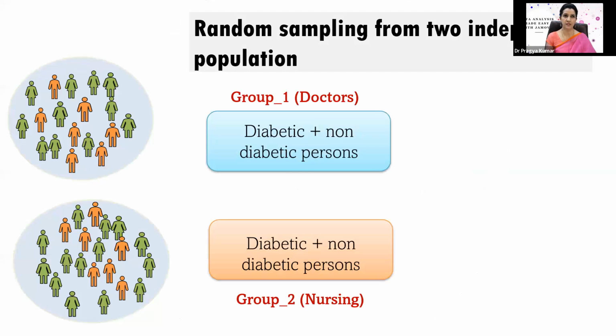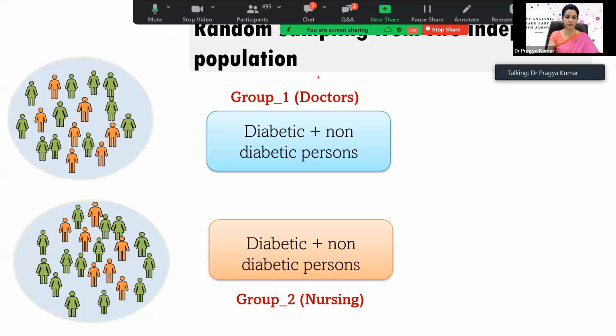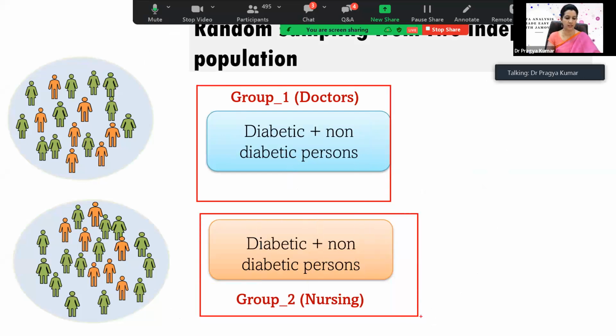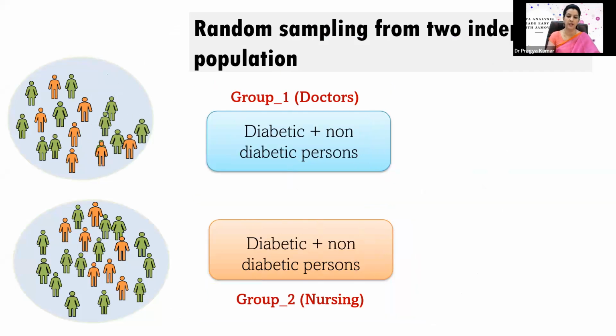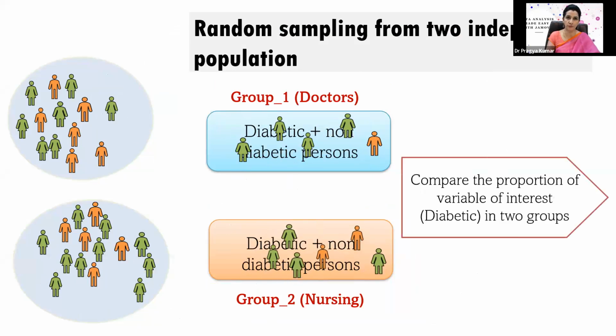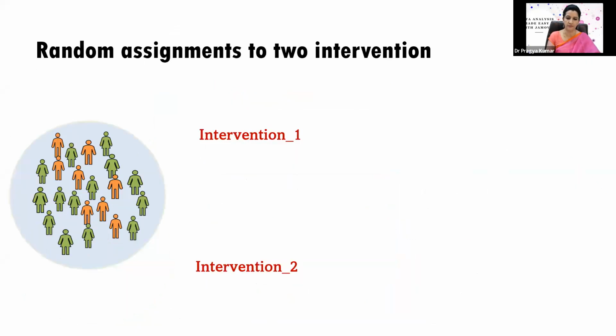The first research design could be if you do random sampling from two independent populations. In this case, you can see there is one population of doctors. This is one independent population. And this is a population of nurses. This is another independent population. So I have started with two independent populations, and then I took people from these two groups and compared the proportion of the variable of interest, that is diabetes.